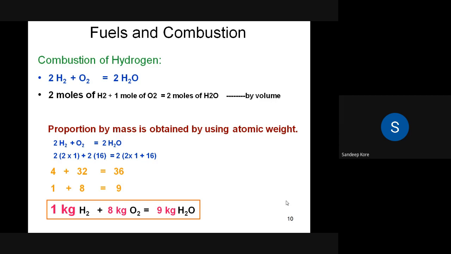It means if you have to burn 1 kg of hydrogen, we require 8 kg of oxygen, and the product of combustion formed is 9 kg of water. So this is the combustion reaction of hydrogen with oxygen. Similarly, we can write the combustion reactions of the other elements.